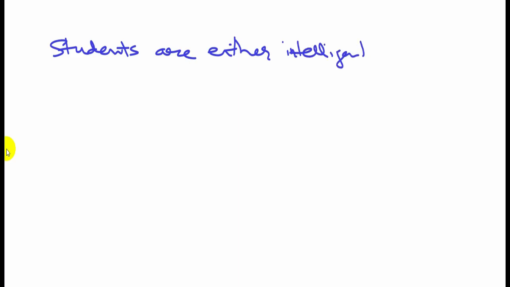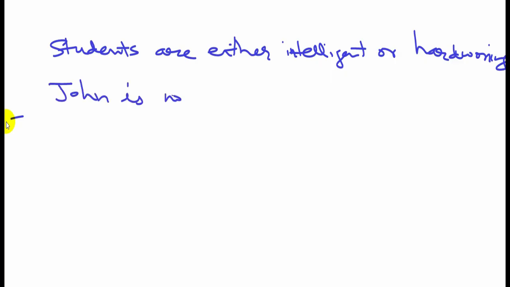We'll look at another example. Same thing. Students are either intelligent or hardworking. Now, the minor premise states John is not hardworking. Therefore, the conclusion states John is intelligent.